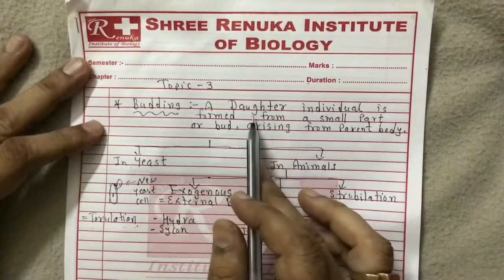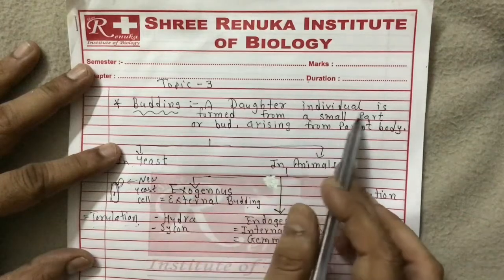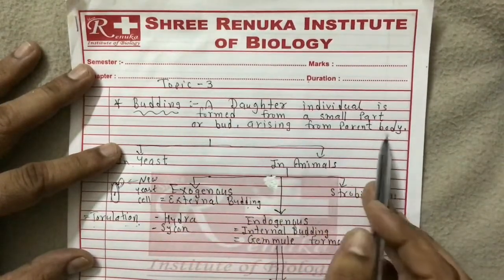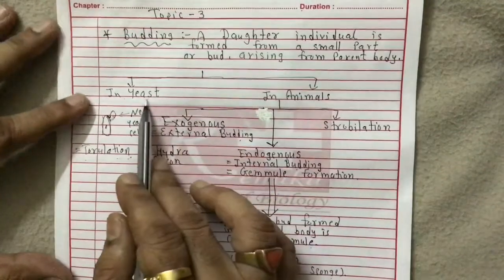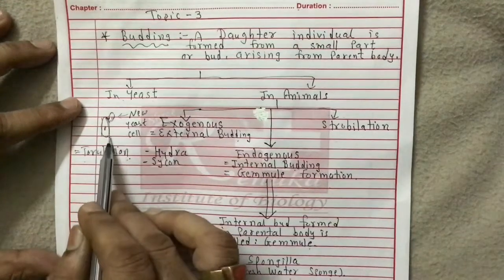Budding is a kind of asexual reproduction in which a daughter individual is formed from a small part or a bud arising from the parental body. Bud is nothing but a cluster of somatic cells. It is found in the yeast as well as in animals. Yeast is a unicellular fungi.